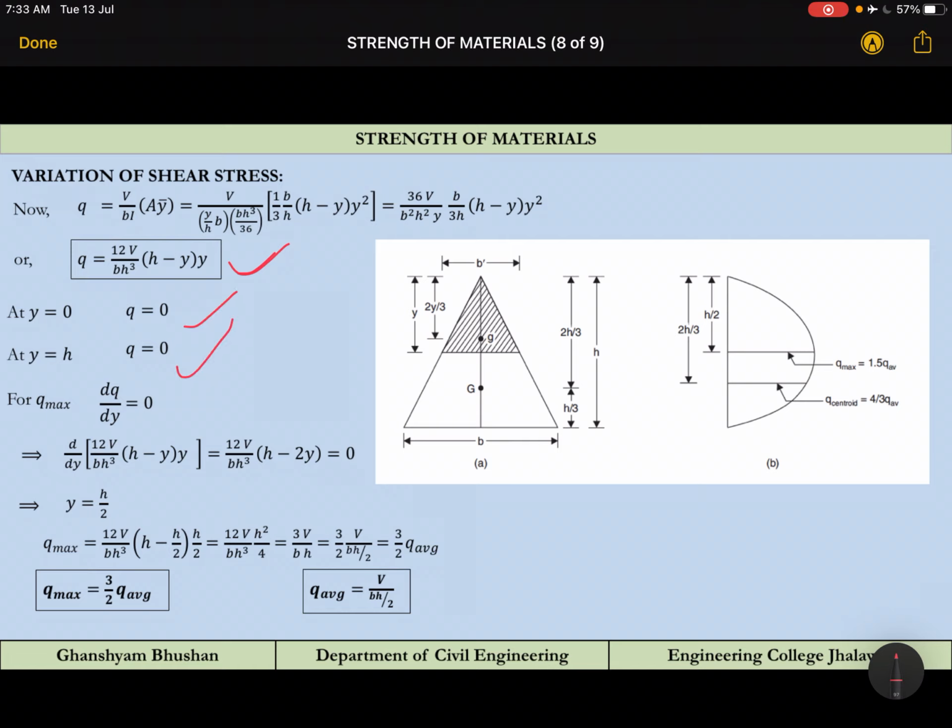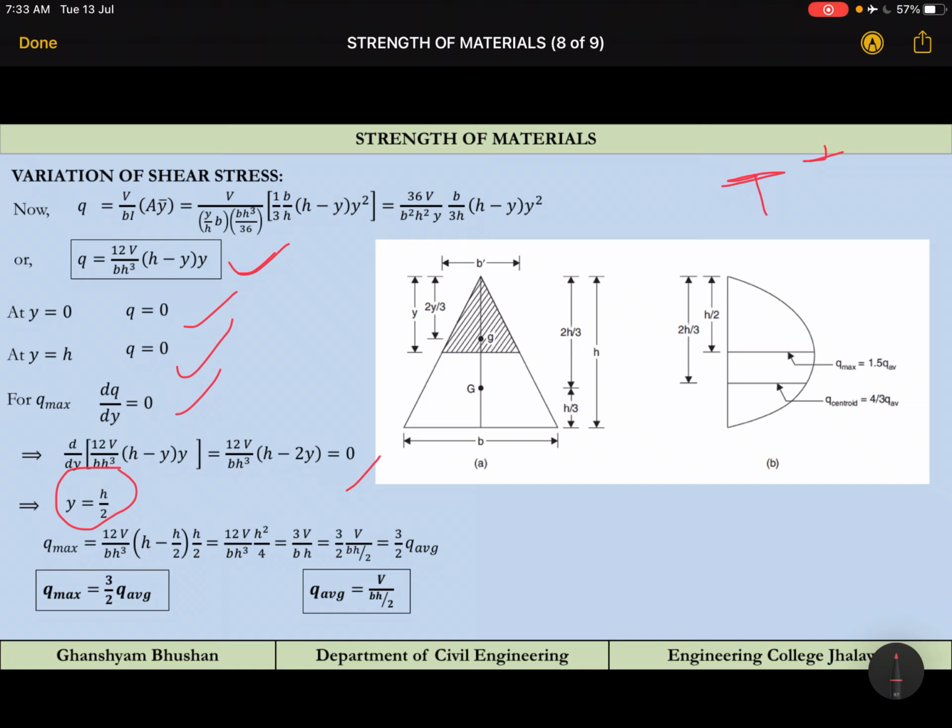At y equal to h, because h minus y is there, h minus h will be 0. So at the neutral axis, at the bottom and at the top, because we are taking y from the top, at top and at bottom it is 0. Now we have to calculate the value of q max. So after differentiating the value of q with respect to y, we are going to get y as h by 2. So the maximum q is coming out to be at a distance half the depth, that is midway from the top, that is h by 2.